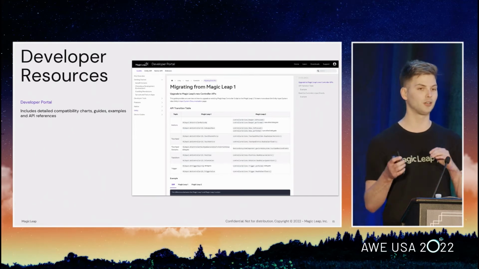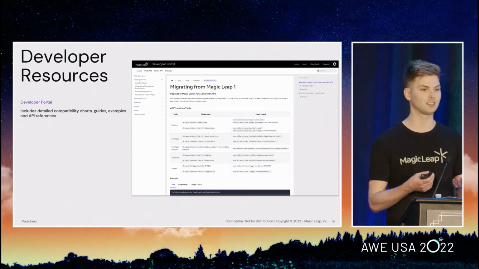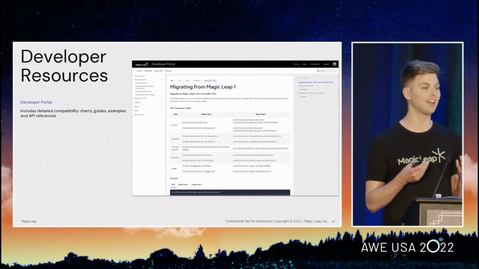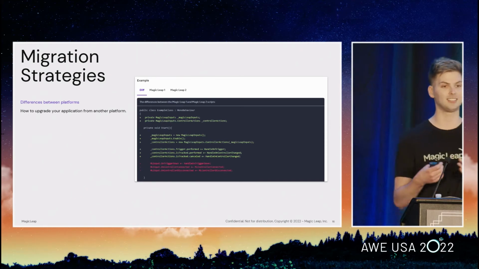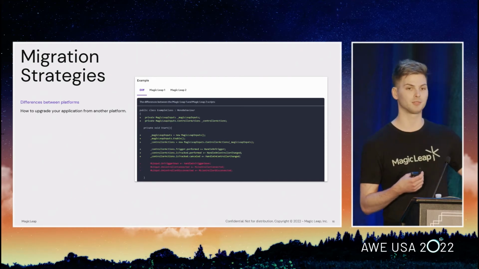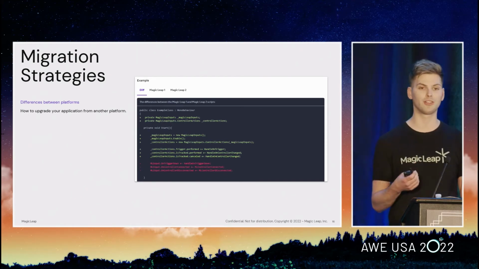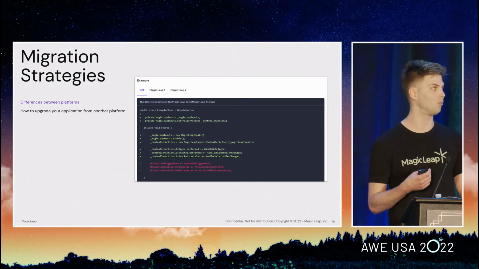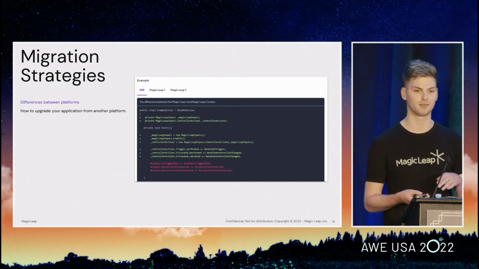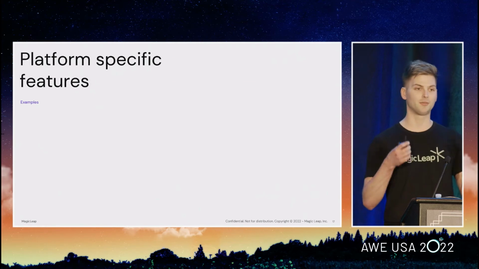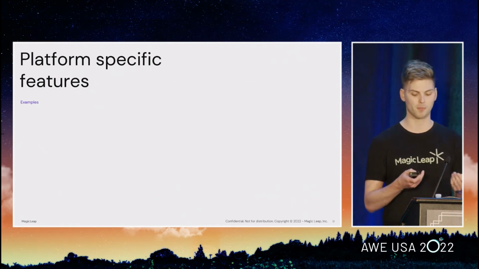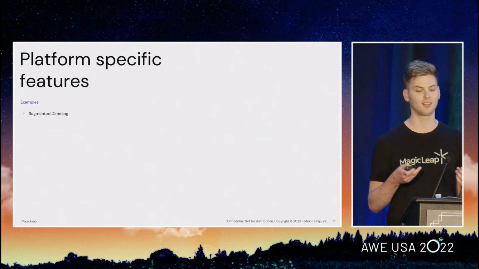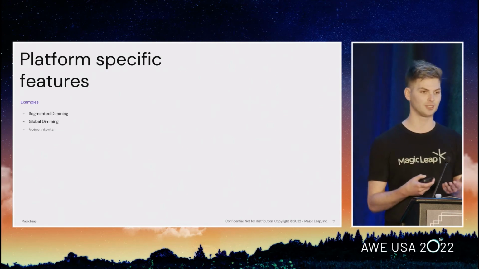We include detailed compatibility charts, examples, samples, and even API references. We also included migration guides and strategies. This sample has been taken directly from our website, which shows developers the changes in code between the ML1 and ML2 controller APIs. And our website also describes platform-specific features, like the segmented dimming, the global dimming, and voice intents.